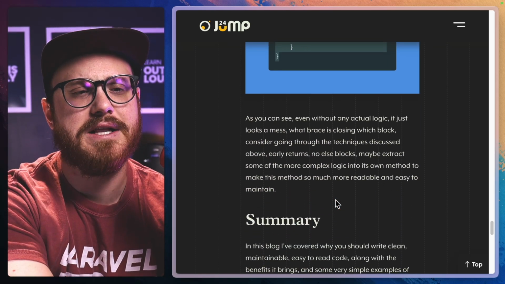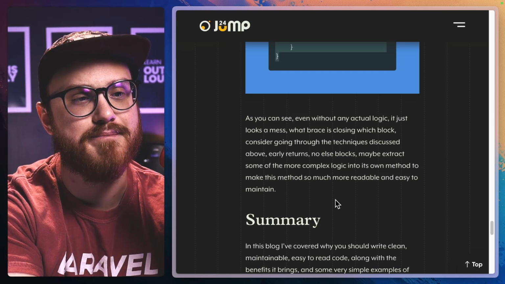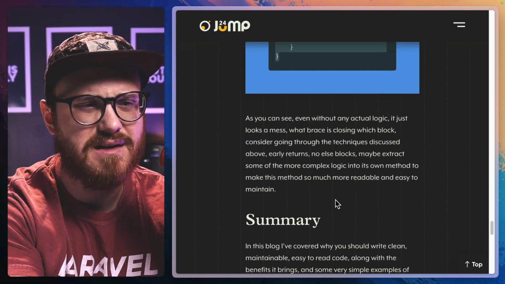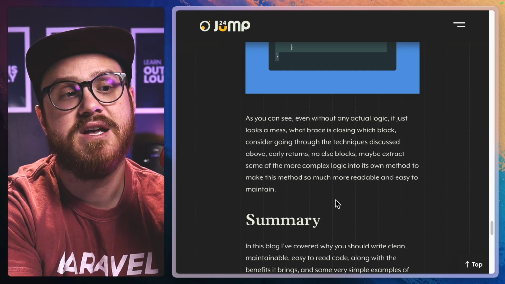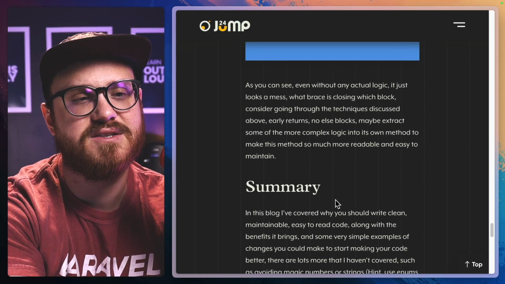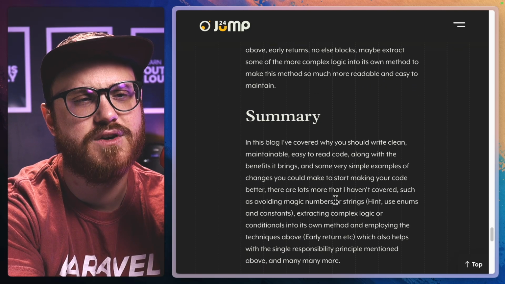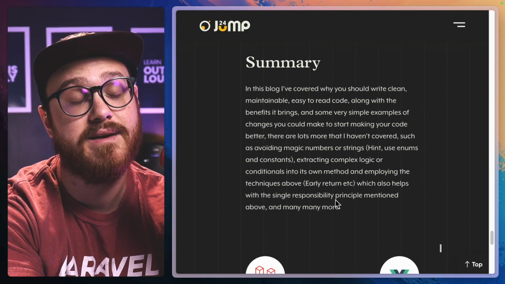As you can see, even without any actual logic, it just looks a mess. What brace is closing which block? Consider going through the techniques discussed above, early returns, no else blocks, maybe extract some of the more complex logic into its own method to make this method so much more readable and easy to maintain.